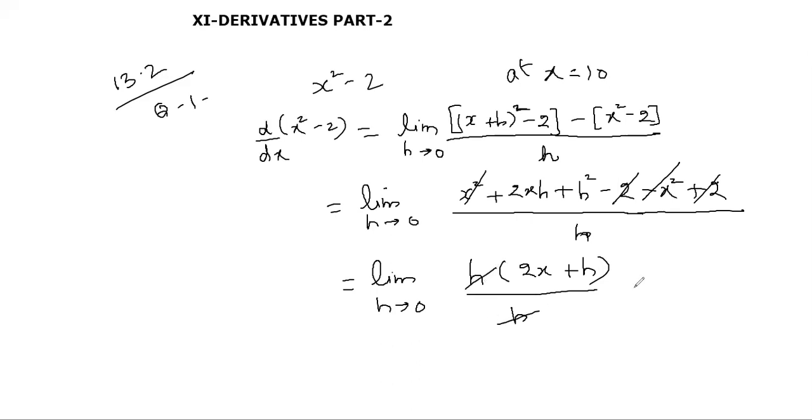Now you can put the value of h. So this will become 2x plus 0. So the answer is 2x. So like this in the starting, we have to do by first principle. It's a very easy type of question in our textbook.